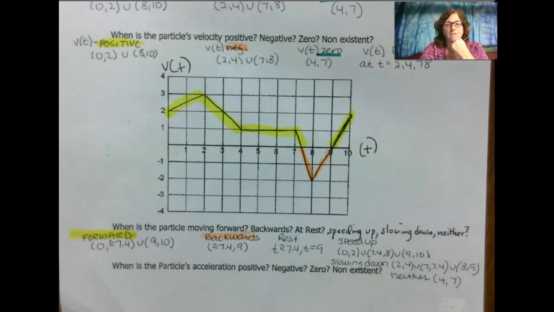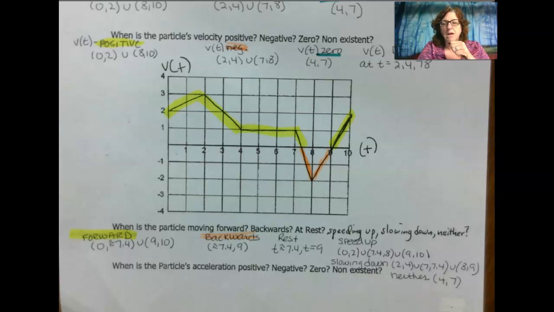The particle is moving forward where the graph of v of t is positive. So we're looking for where the graph is above the x-axis. So that's from 0 to approximately 7.4 and from the interval of 9 to 10. Where is the particle moving backwards is where v of t is negative, so it's below the x-axis. So we're looking at the interval from approximately 7.4 to 9. It's at rest where it crosses the x-axis, so at approximately 7.4 and 9.